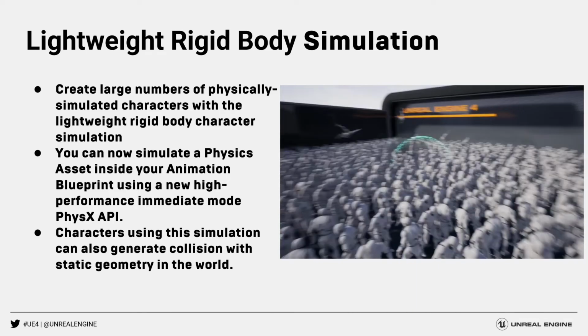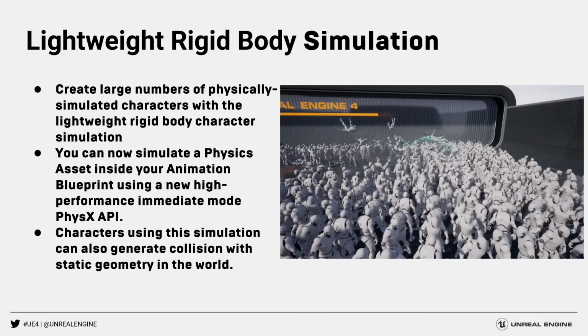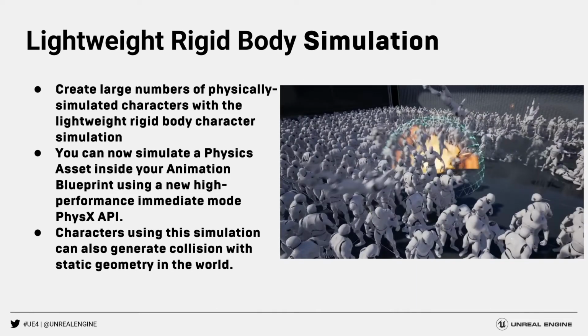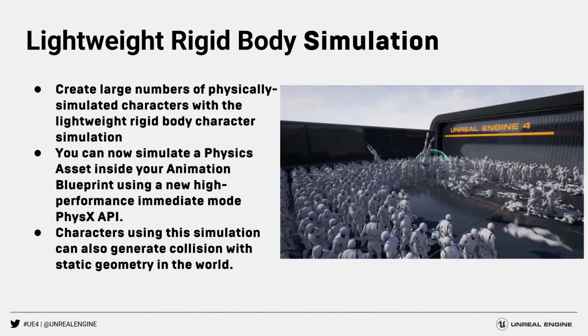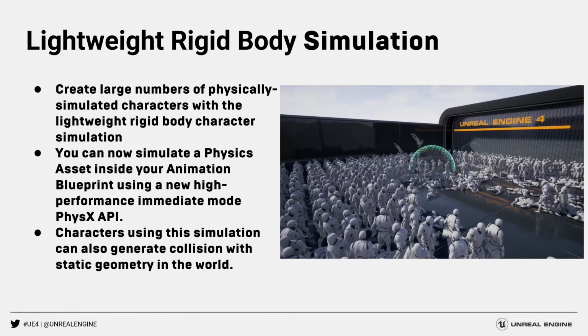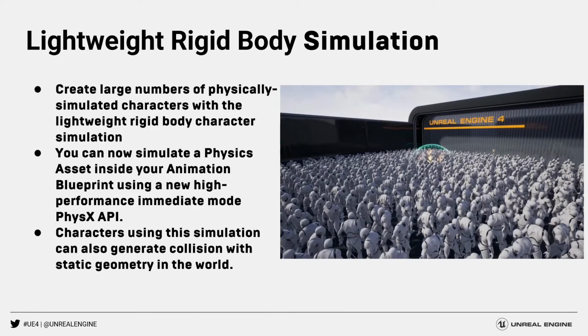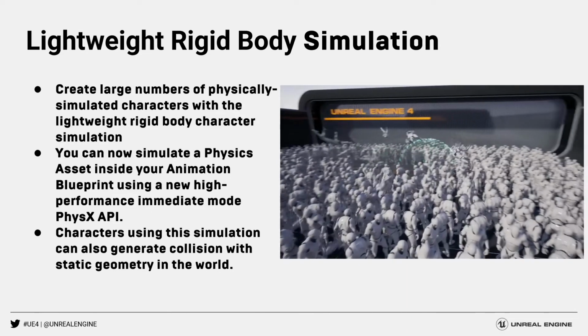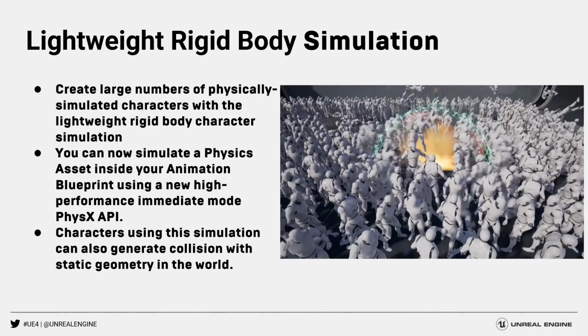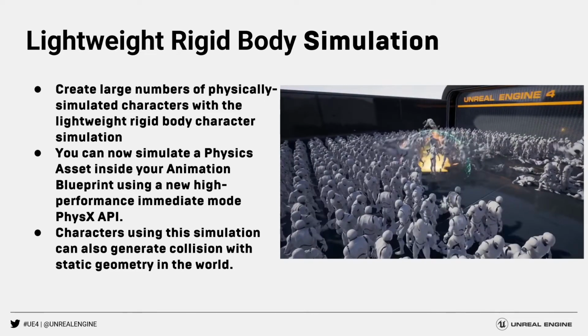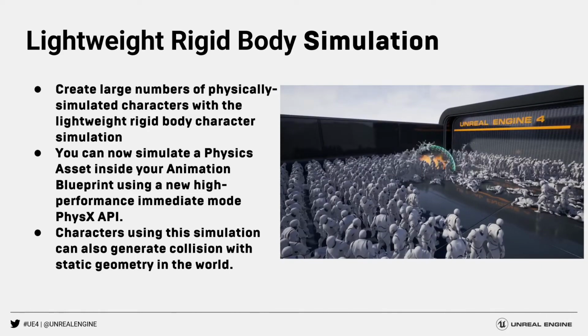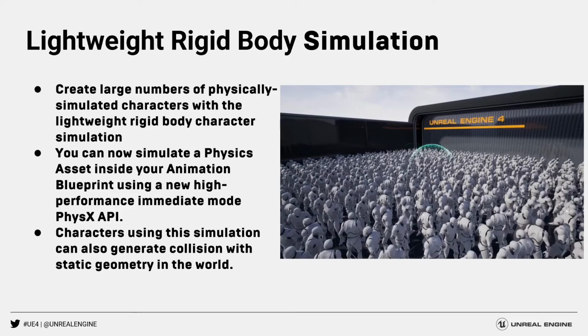A nice little feature that came in, I think it was 4.15 or 16, is the lightweight rigid body simulation. Be aware that whenever you want to run physics sims on characters, you can enable immediate mode. Immediate mode essentially runs the collision only against static geometry. It doesn't do the collision against any dynamic geometry, because doing it this way is much, much more efficient.